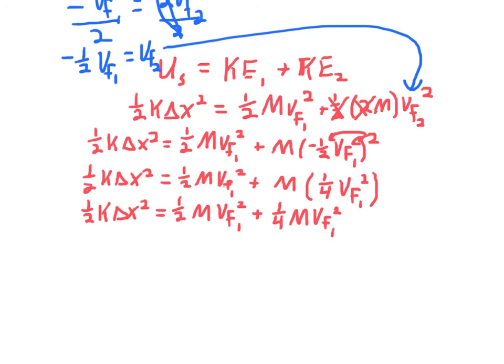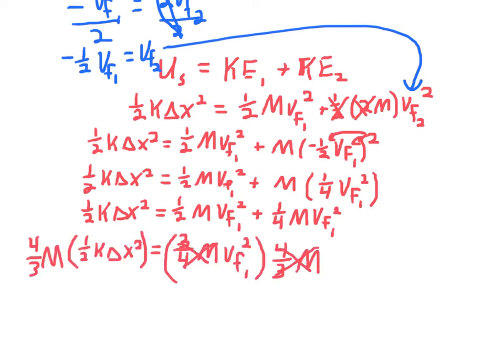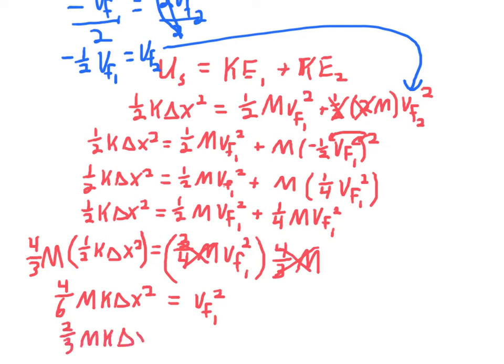I had to go back in. I forgot my squares up here from the VF1, so I had to add those back in. Now I can combine these like terms. Now 4/3 times 1/2 happening right here. I got 4/3 m times 1/2 k delta x squared, so I can multiply my 4/3 and a half together to simplify that, and simplify that down to 2/3. So that becomes 2/3 m k delta x squared equals VF1 squared, and we finish it off with the square root.